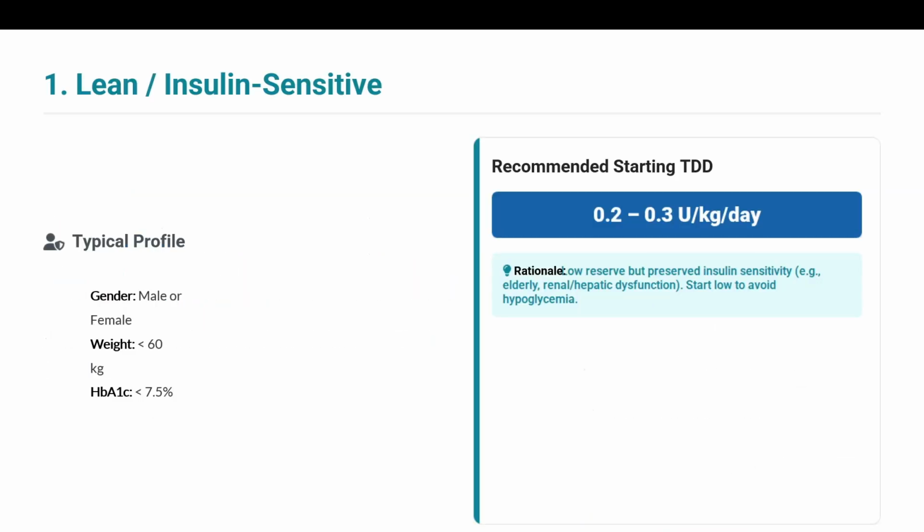Let's get started. Firstly, for a lean, insulin-sensitive patient who is not previously exposed to insulin, whether male or female, weight less than 70 kg, HbA1c less than 7.5, the recommended starting total daily dose is 0.2 to 0.3 units per kg per day. This is because there is low reserve but preserved insulin sensitivity, for example in the elderly and in renal or hepatic dysfunction. Starting low is done to avoid hypoglycemia.